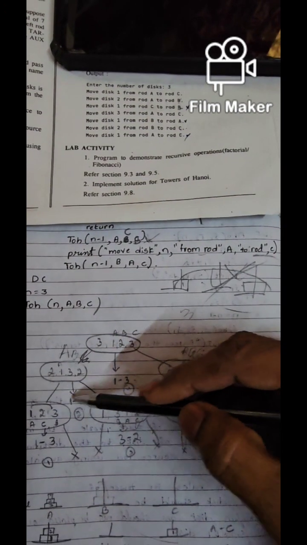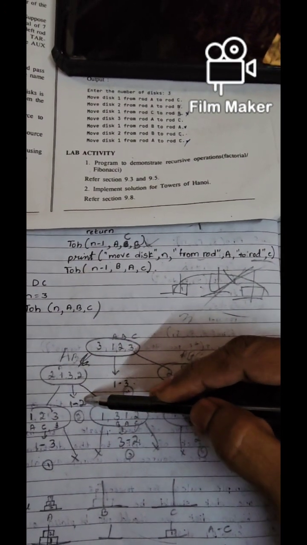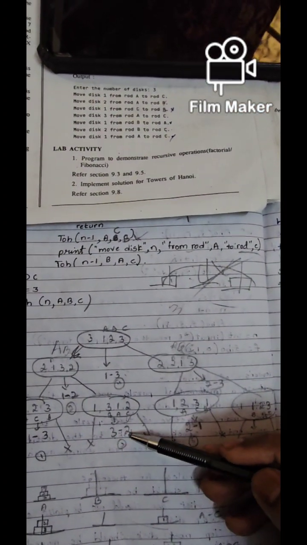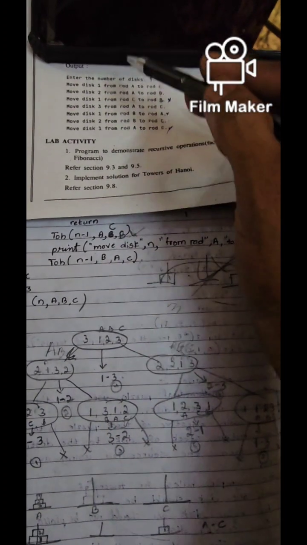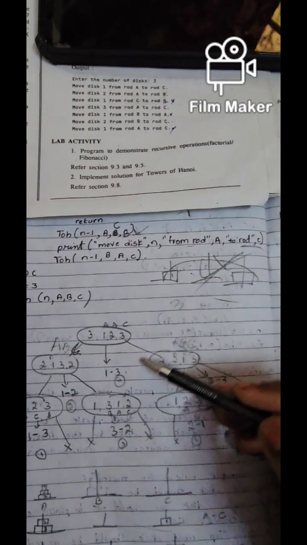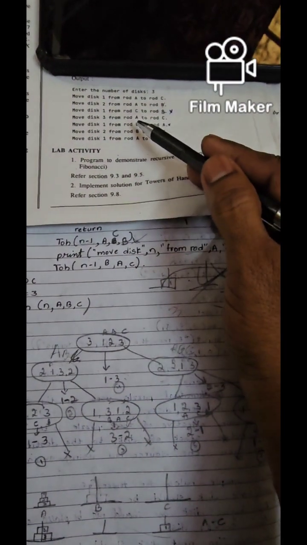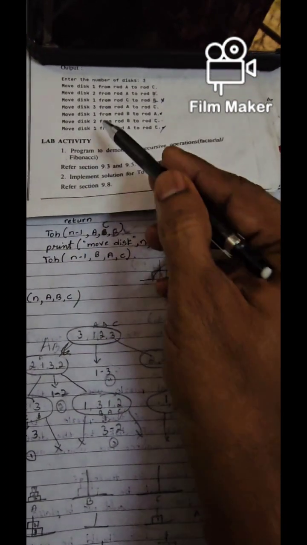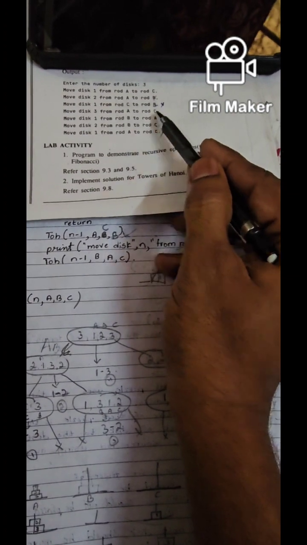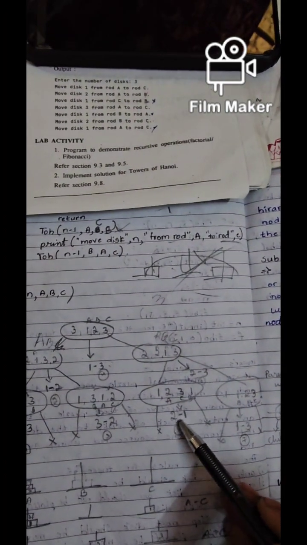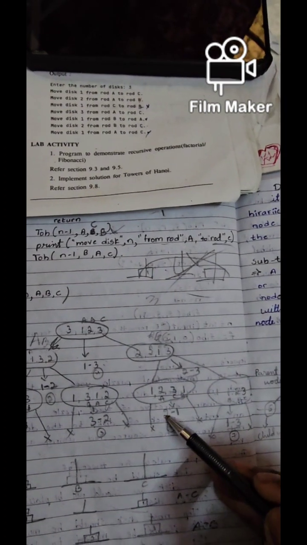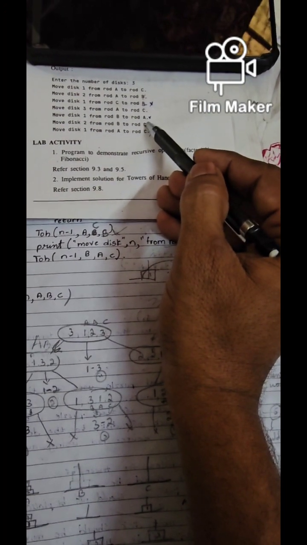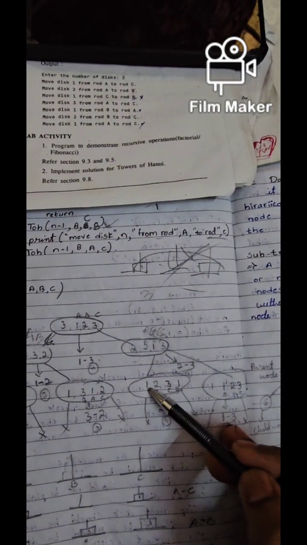In the second move, 1 to 2 means that is A to B. In the third print statement, 3 to 2, that is C to B. In the fourth move, that is A to C, that is the third disk, because here the number of disks is 3. So disk 3 is moving from A to C. In the fifth move, 2 to 1, that is B to A, that is disk 1.